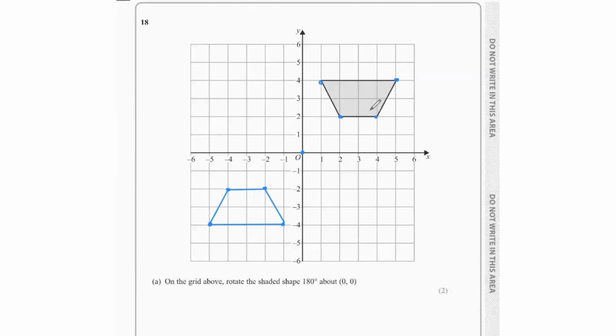If you think about this, 90 degrees will be like this. So another 90 degrees will be this. So that's why the shape is in this direction and not the other way around.